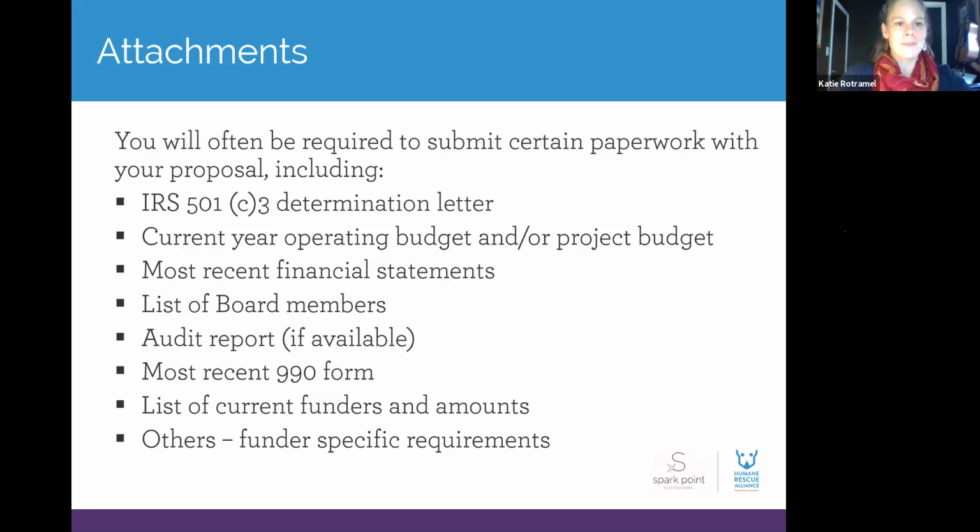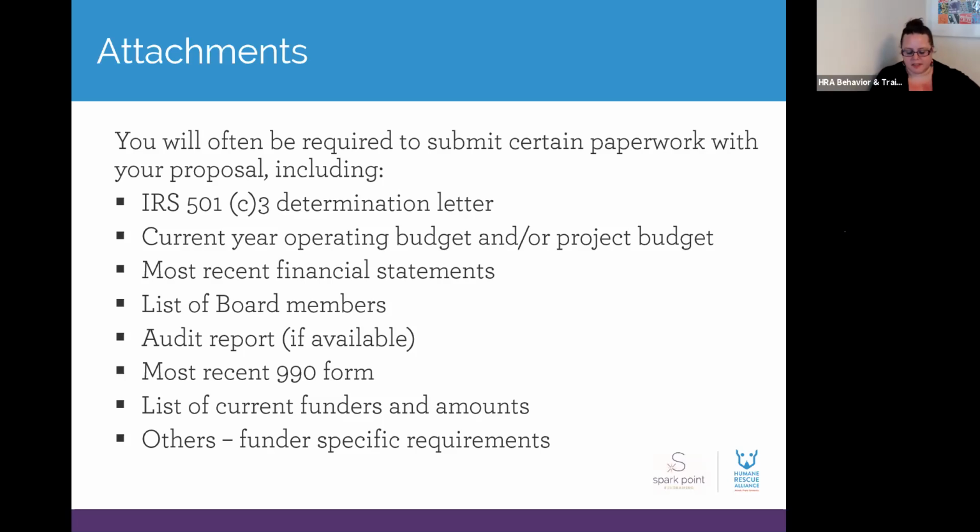But I know sometimes that initial step, when you're just starting out, pulling together these attachments can be daunting, and it involves asking a lot of different people on the team or board members or whomever for help to pull it together. So it could be a lot of work up front, but once you've got it in one spot, it's there and waiting for you for future grants.